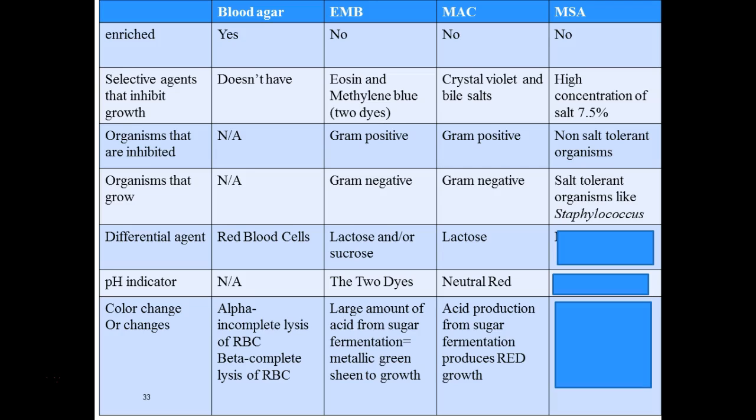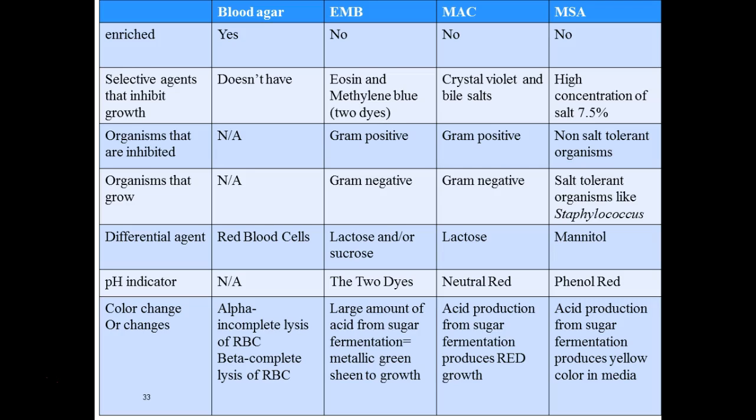So for those staphylococci, can we differentiate any ability, and what ability? What do we have there that they're going to change? The mannitol, which is a sugar alcohol. Is there a pH indicator? Phenol red. So this one turns what color in the presence of acid from fermentation of sugar? Yellow. And again, typically we're looking for Staphylococcus aureus.